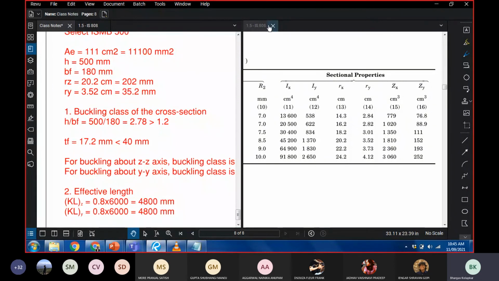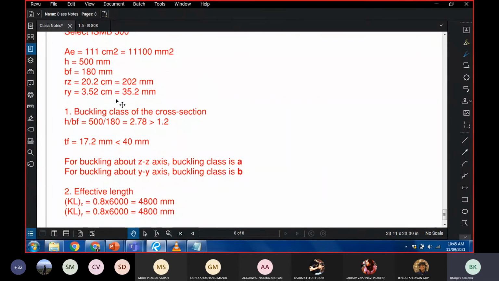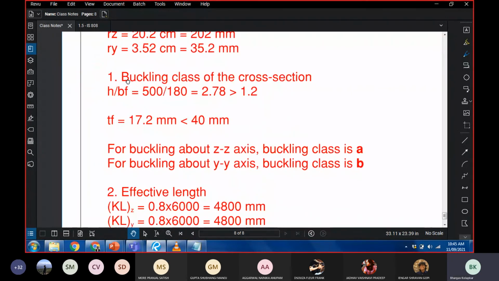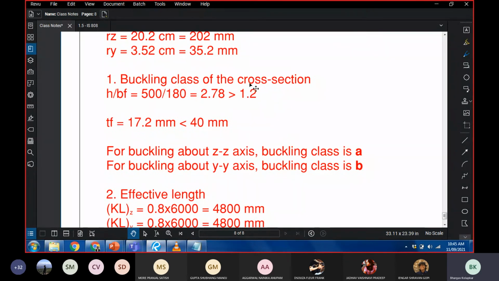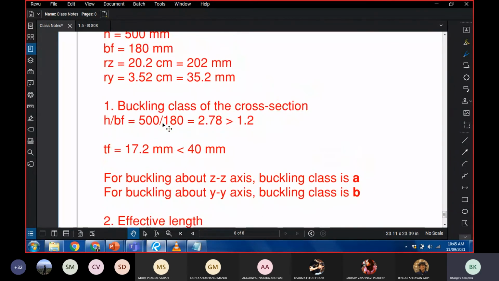Now, since it turned out to be the same section that we used in the analysis, step number 1 remains the same. So the buckling class of cross section is h upon bf, 500 by 180, which is greater than 1.2. Thickness of flange is 17.2, which is less than 40. Therefore, if we go back to IS code, if this condition is met, then for buckling about Z axis, the buckling class is A. For buckling about Y axis, the buckling class is B.